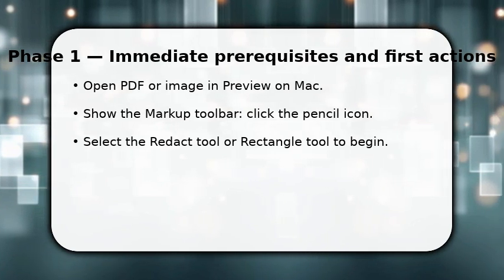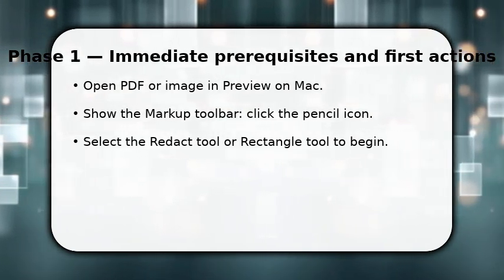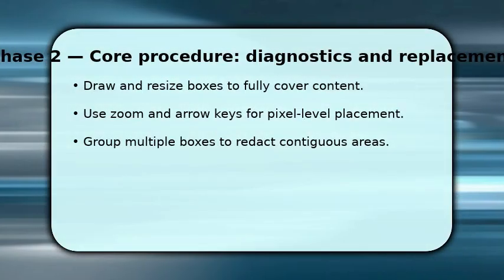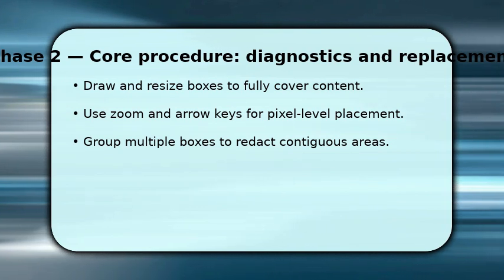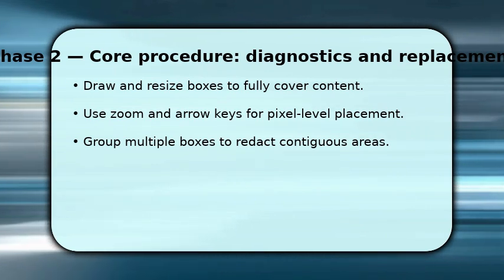Once done drawing your first box, refine its placement. Zoom in and use the arrow keys for pixel-level nudges. This prevents accidental exposure. If text spans lines, create multiple boxes and align them so no characters peek out. Use Shift to constrain aspect ratio when needed, and hold Option to resize from center.